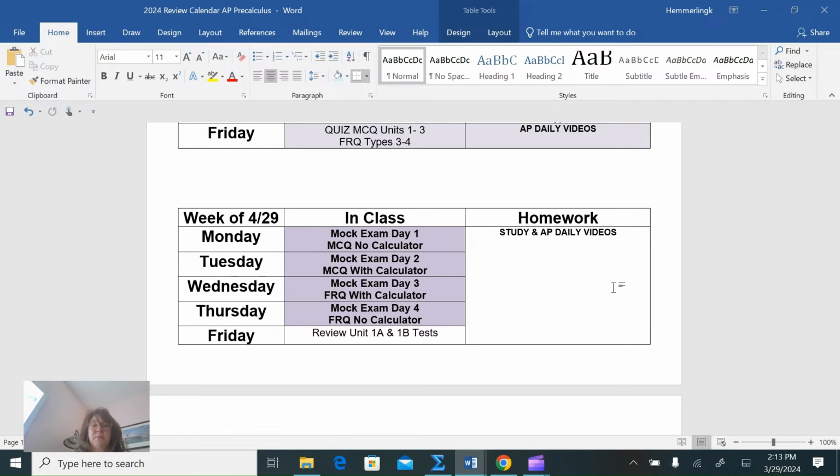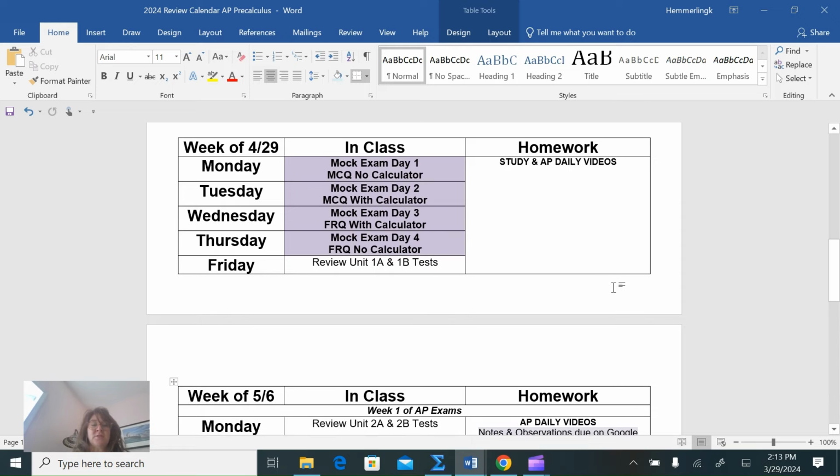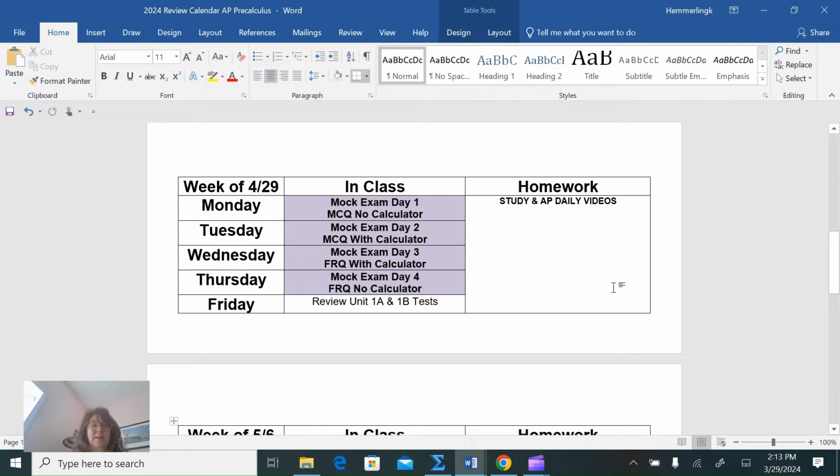And their homework will just be to keep preparing for the mock exam and to watch those AP Daily videos. Then on Friday, the week of April 29th, I am going to, in class, pass back their unit tests from when they took their Unit 1A and 1B tests, let's say back in October or something. I'd like them to see how they did on those tests and reflect on how much better prepared they are with AP Precalculus than when they took these Unit 1A and 1B tests back in the beginning of the school year. And that's also going to give me some time to grade those mock exams.